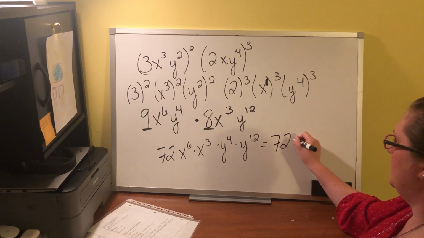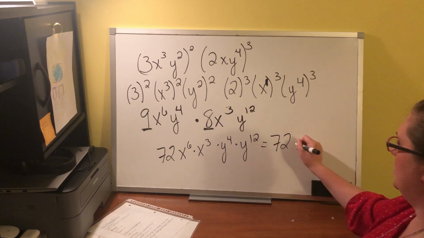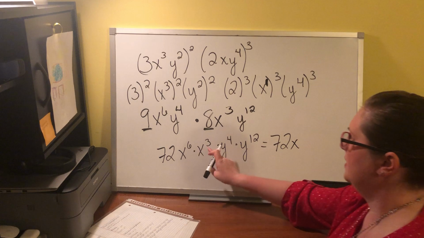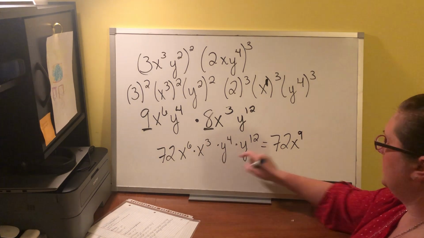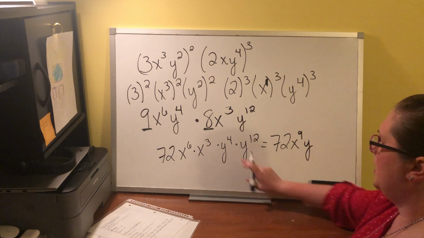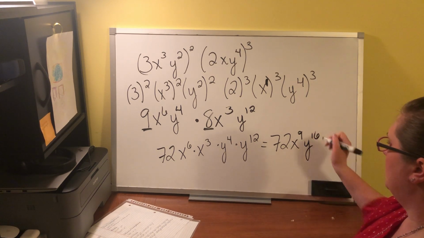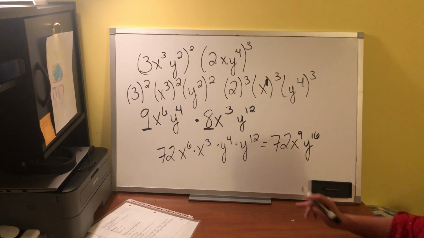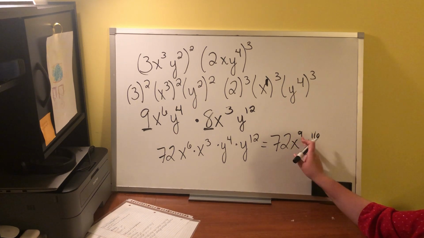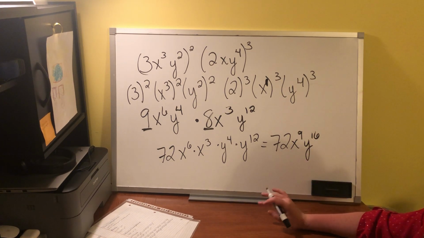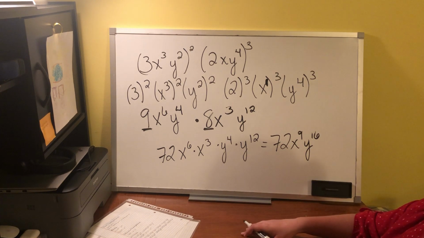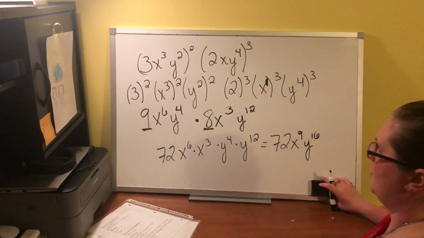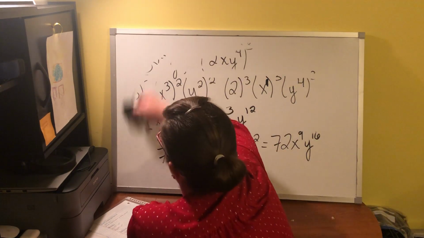So this is now 72. Multiplication, keep the x, and add. 6 plus 3 gives us 9. Here, I still have multiplication. I'm keeping the y, add the exponents, 4 plus 12 to get 16. So that entire problem was 72, x to the 9th, y to the 16th. It's a little bit of work, but if you take your time, take it one step at a time and apply the rules, you'll be okay.